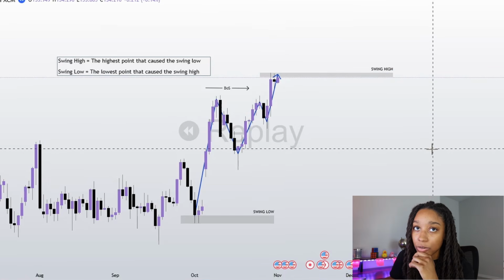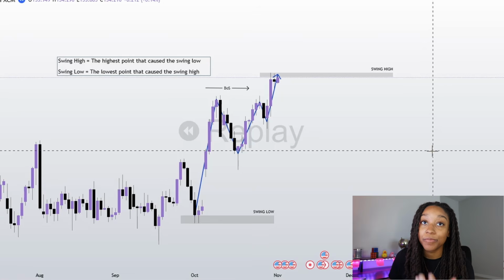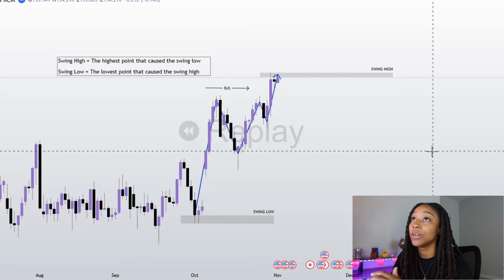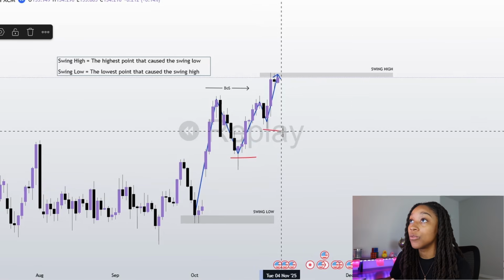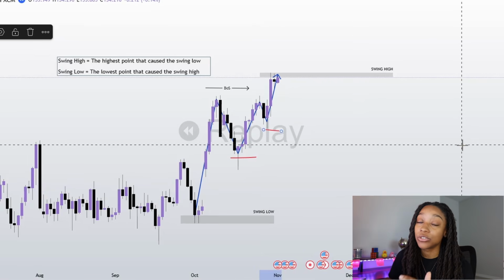Where is my swing low? Where do I put my swing low? I want y'all to answer this for me. Give y'all a few seconds to figure it out. Where's the swing low? So we have two lows. We have a low here and we have a low here. Which one do I declare as the official swing low?